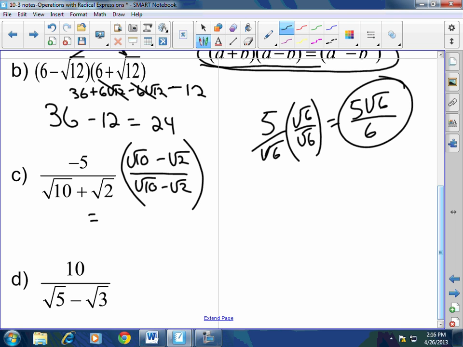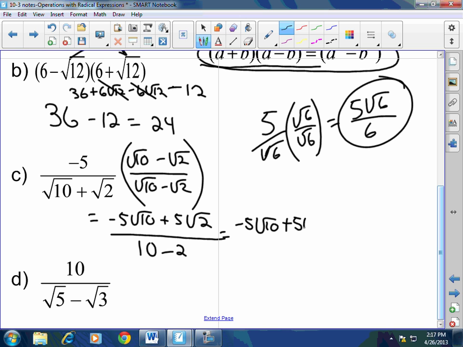So this is going to give me negative 5 square root of 10 plus 5 square root of 2 over, remember there's a difference of squares. So what's square root of 10 squared? 10. And minus, what's square root of 2 squared? 2. So this would equal negative 5 square root of 10 plus 5 square root of 2 over 8.